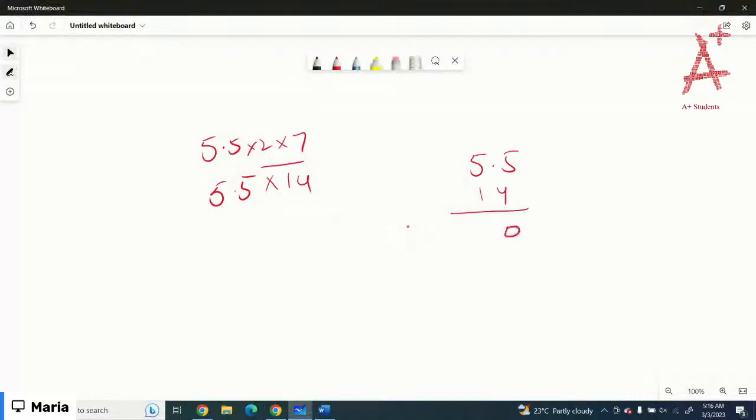4 times 5 is 20, 0, 2 carry. 4 times 5 is 20 and 2, 22. We are going to multiply the tens digit, so just put a 0 right below the ones. 1 times 5 is 5, 1 times 5 is 5. 0, 7 and 7. So you have to put a decimal point one place left, so it would be 77.0 or 77. Got it?